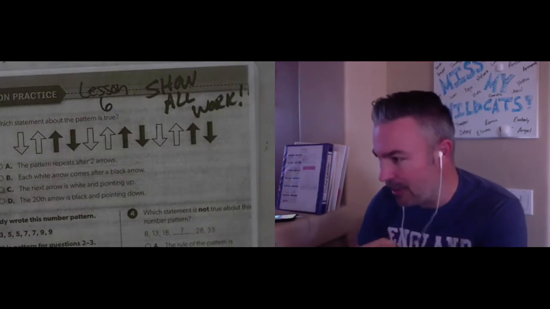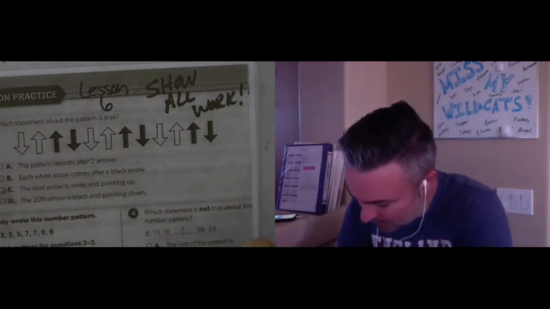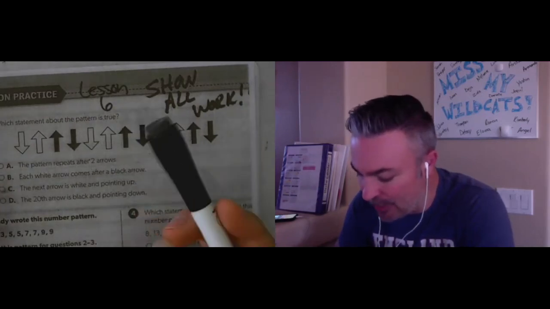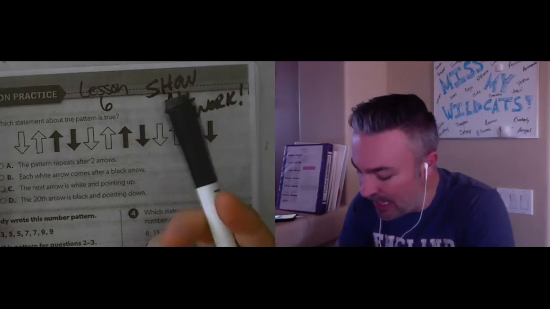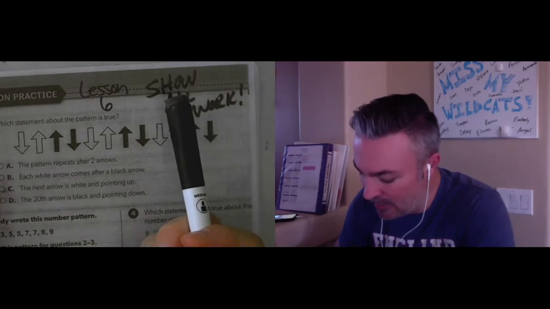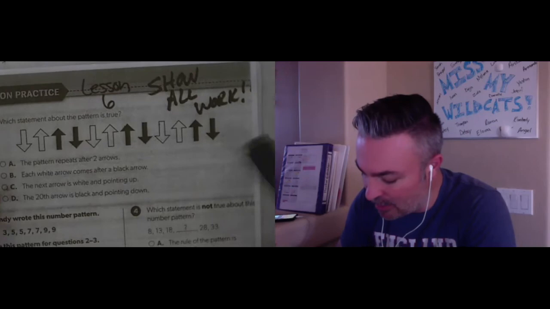Okay, we go through the patterns and it says A, the pattern repeats after 2 arrows. B, each white arrow comes after a black arrow. C, the next arrow is white and pointing up. D, the 20th arrow is black and pointing down.